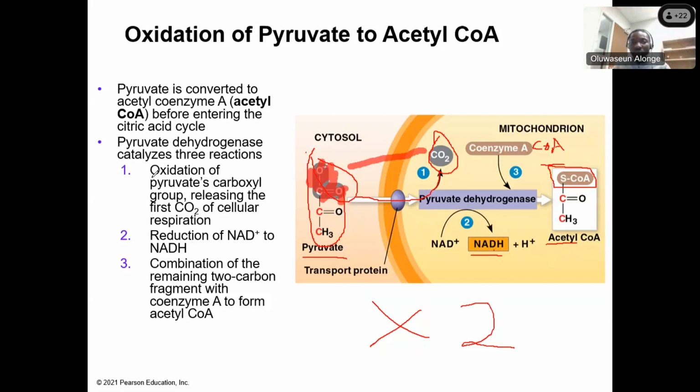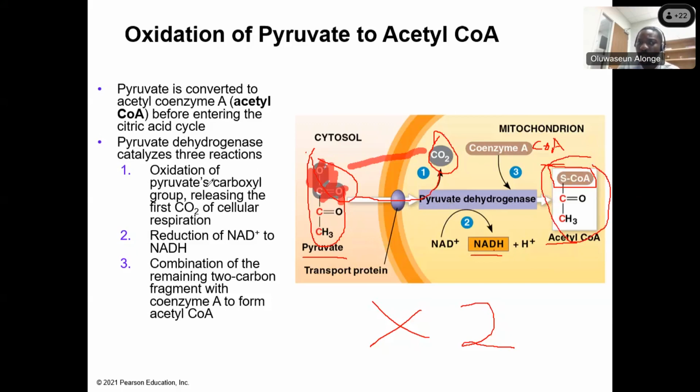Now, look at it. Pyruvate is converted to acetyl coenzyme A before entering the citric acid cycle. So the purpose of all of this is to produce this guy, because this is what can enter the citric acid cycle, acetyl. Now, pyruvate dehydrogenase, which is here, will catalyze the reaction in 3 stages.